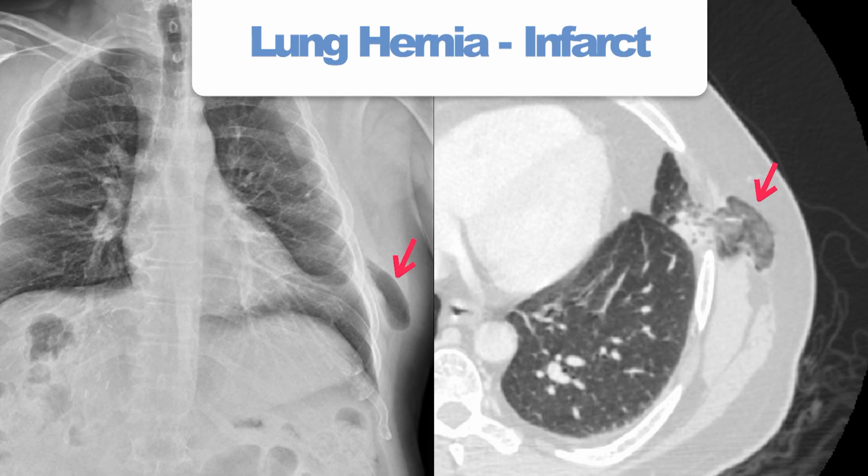Here's another patient where we can see the hernia on the chest radiograph as well as the CT. There was a bit more ground glass opacity in this hernia than we would perhaps like to see. Because the patient had significant pain at that site, this was treated, and intraoperatively they said that the herniated segment appeared infarcted.